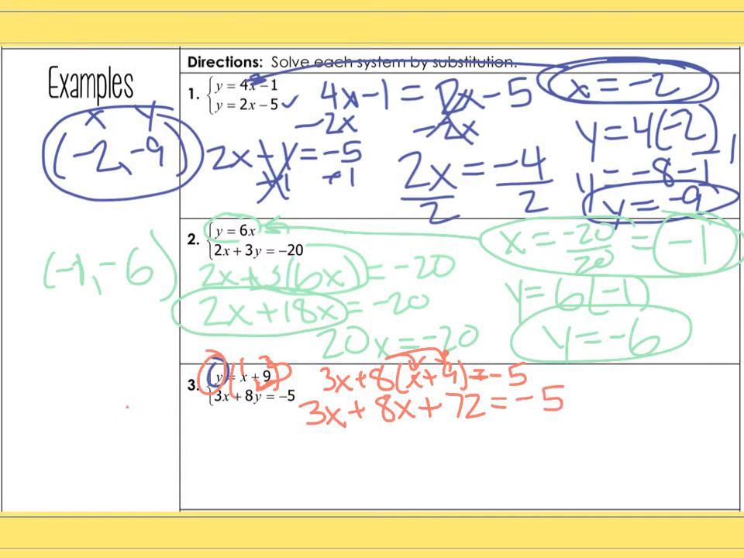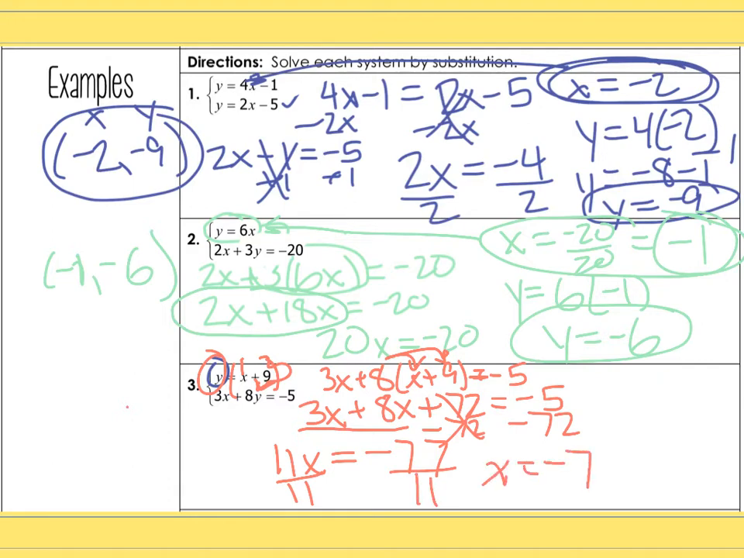In this next step, I'm going to do 2 things, so that way we're saving some time. We need to combine the like terms, 3x plus 8x, which gives me 11x. But I'm also going to subtract 72 from both sides. That way I get the 72 over to the right side. I'm one step closer to having that x alone. Negative 5 minus 72, negative 77. And if I divide by 11, x equals negative 7.